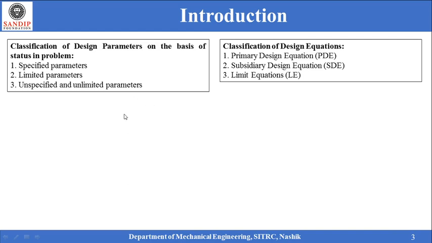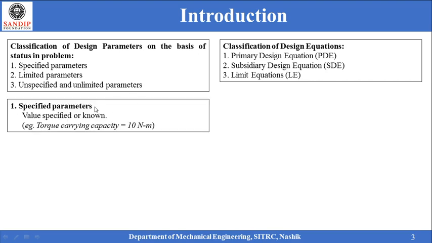The design parameters can also be classified on the basis of their status in the problem, such as specified parameters, limited parameters, unspecified and unlimited parameters. Specified parameters are those whose values are specified or known in the problem. Something like torque carrying capacity is equal to 10 Newton meter. If such data is mentioned in the problem, then torque carrying capacity T of a shaft is a specified parameter.